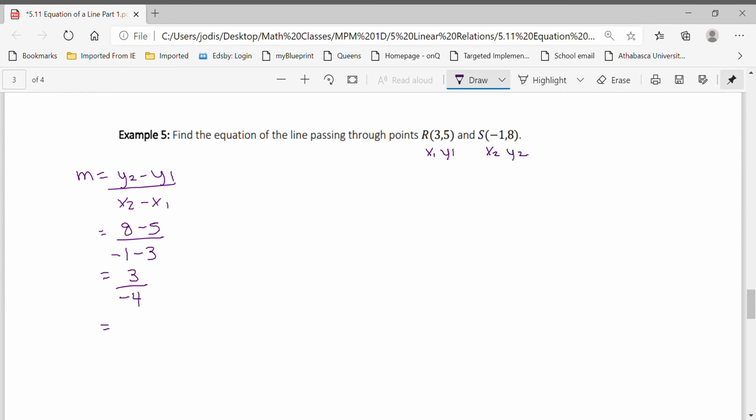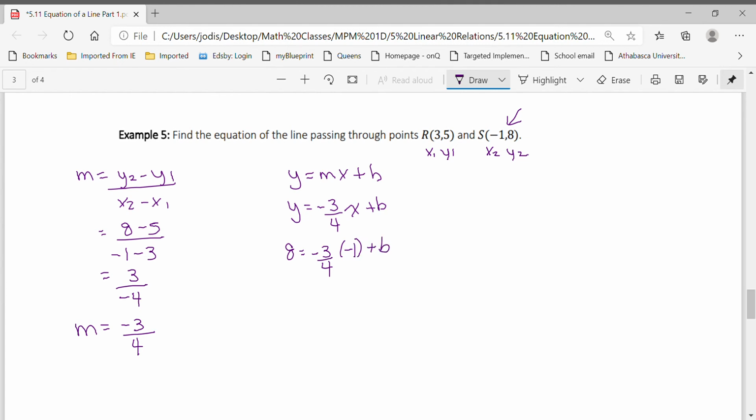So then let's just fix this to write it with our negative on top of our fraction. So our slope is negative 3 over 4. So again, we're going to plug this into our y equals mx plus b formula. And then we're going to pick a point. And again, it doesn't matter which point. So in the first example, since I picked the first, this one I'm just going to pick the second. But again, it doesn't matter. So y is 8. X is negative 1.